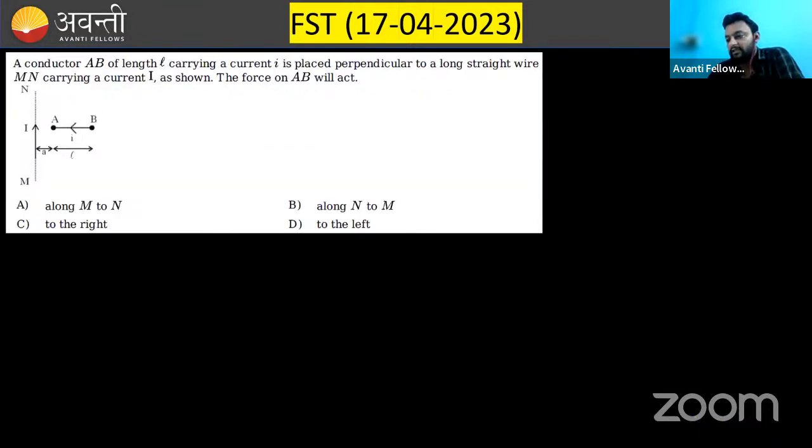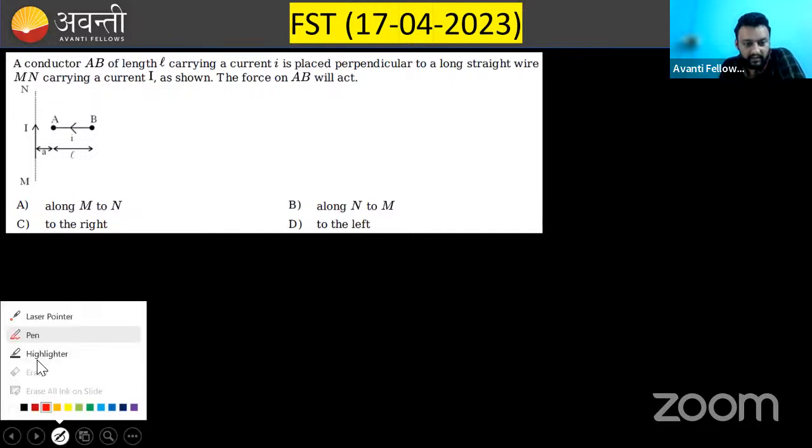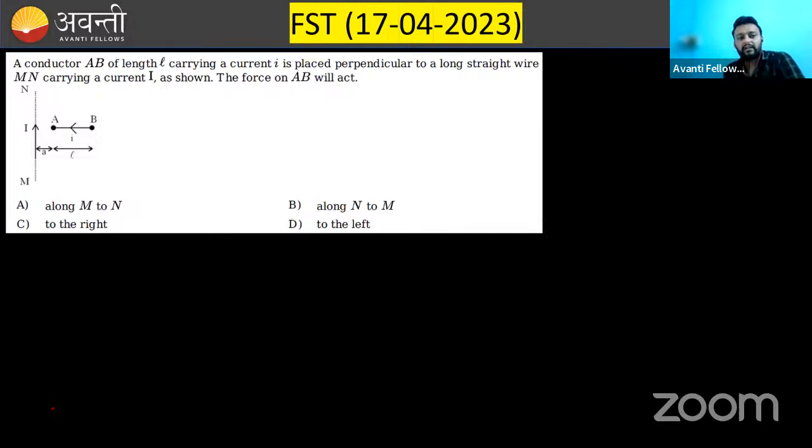Now, can anyone answer this question? This is the simplest or easiest question of this question paper. It involves direction. First thing, there is a conductor AB. Length is given. Current I is in this conductor.